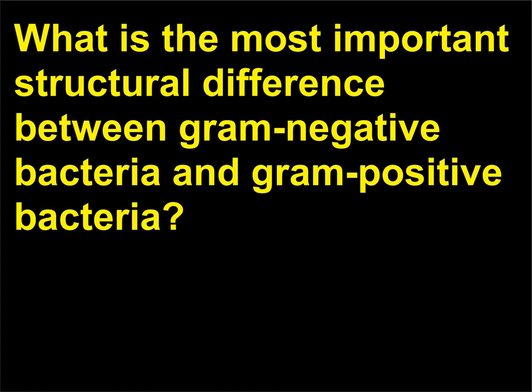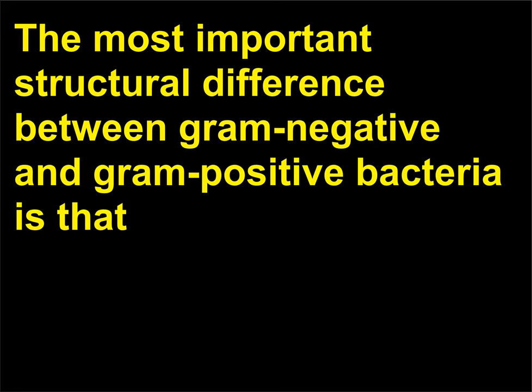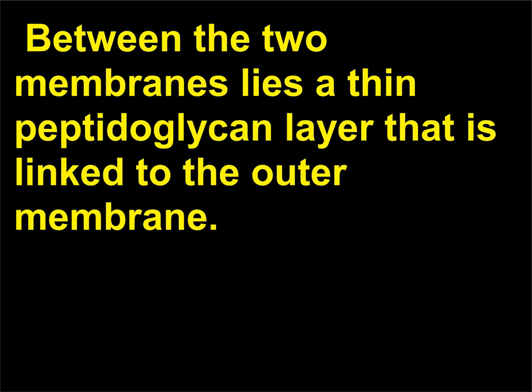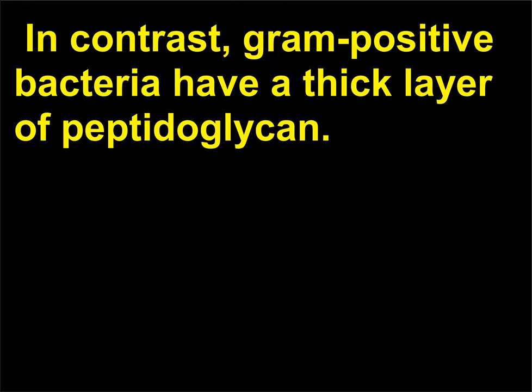What is the most important structural difference between gram-negative bacteria and gram-positive bacteria? The most important structural difference between gram-negative and gram-positive bacteria is that gram-negative bacteria are enclosed by two bilayer cytoplasmic membrane and an outer membrane. Between the two membranes lies a thin peptidoglycan layer that is linked to the outer membrane. In contrast, gram-positive bacteria have a thick layer of peptidoglycan.